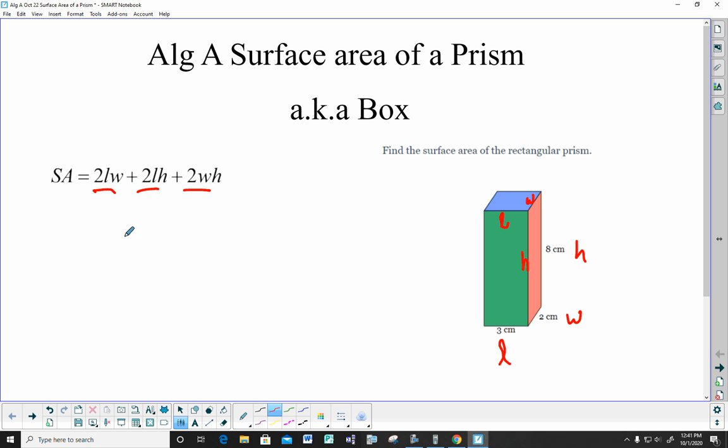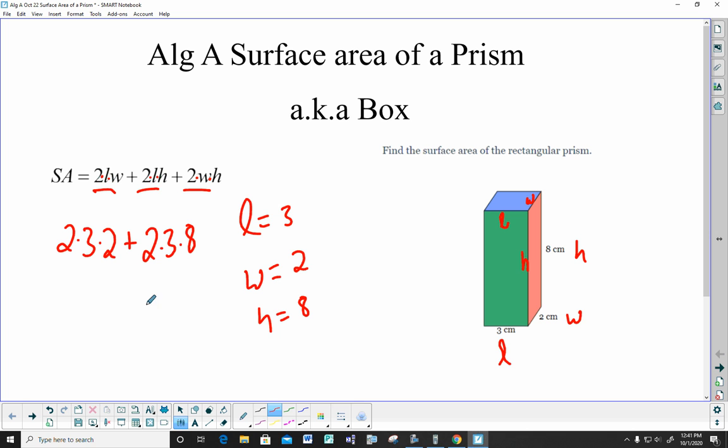So all I have to do is write down, so I have my length is equal to 3, my width is equal to 2, and my height is equal to 8, and now I'm going to fill them in. So I have 2 times the length, 3. And by the way, that's an implied multiplication in these things, okay? 2 times the length times the width, plus 2 times the length times the height, plus 2 times the width, which is 2, times the height, which is 8.